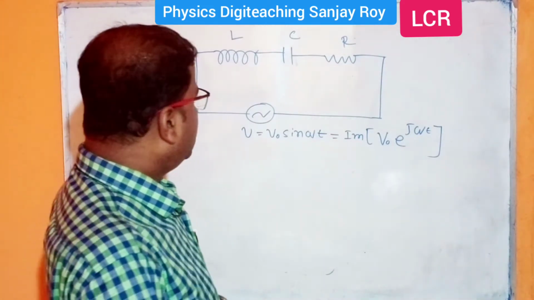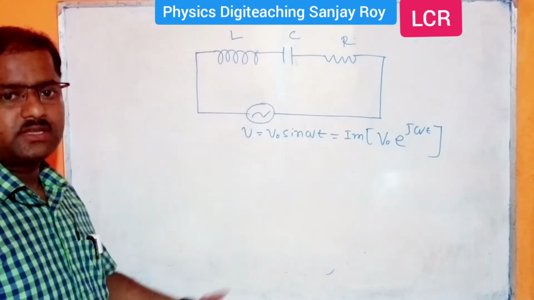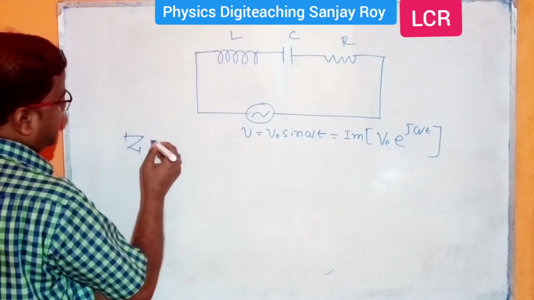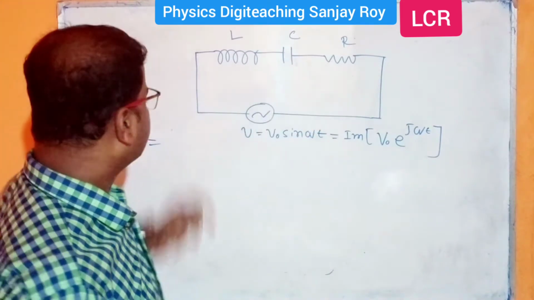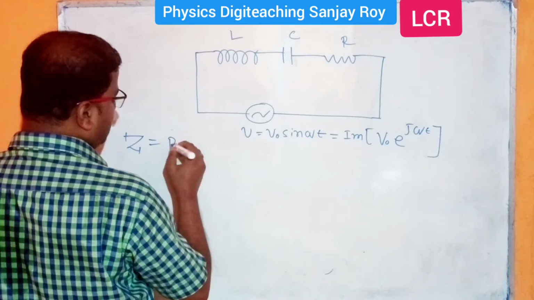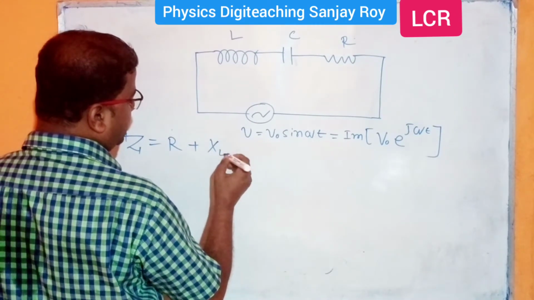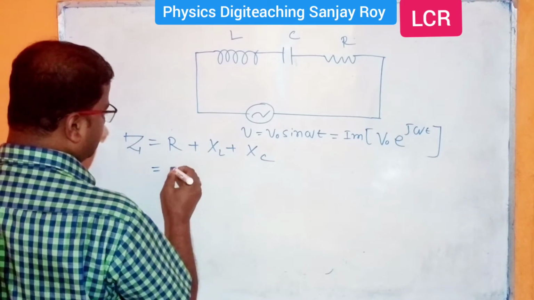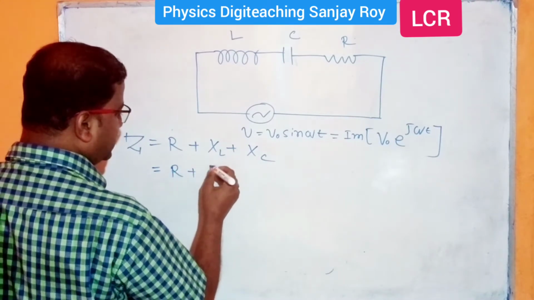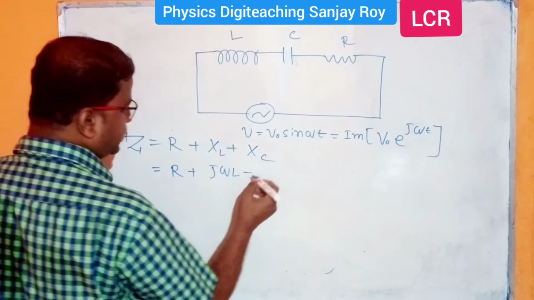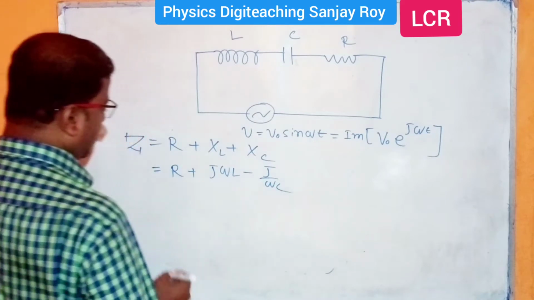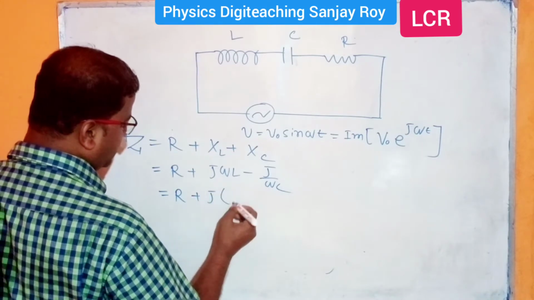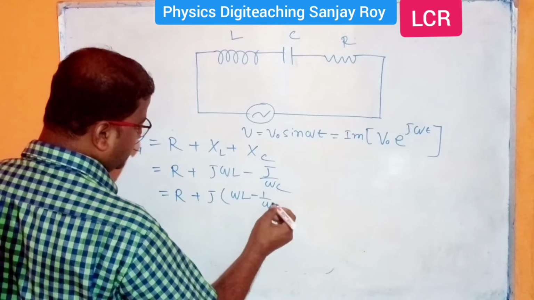In an LCR circuit, impedance is the resistance against the flowing of alternating current, and this is given by Z equal to, here three components are in series, therefore R plus XL plus XC, and this can be written as R plus j omega L minus j by omega C, or R plus j into omega L minus 1 by omega C.